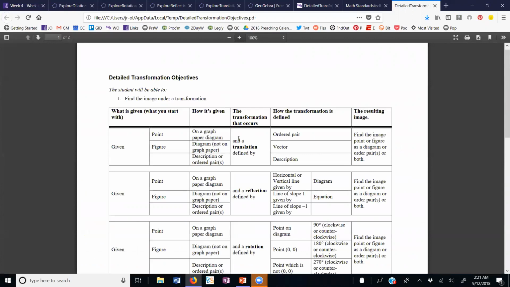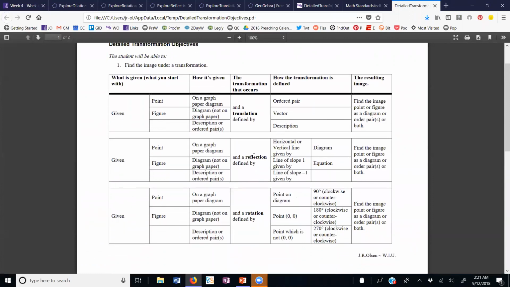For each of the transformations, the given points can be given in a variety of ways, and the transformation can be defined in a number of ways. For example, let's talk about reflection. Here's what you're given. You might have a point on paper. You might have an ordered pair, and maybe there's no diagram given. You're going to be performing a reflection. You need to be able to handle a horizontal line, a vertical line, a line of slope +1, and a line of slope -1. And ultimately, you're going to be finding the image point.